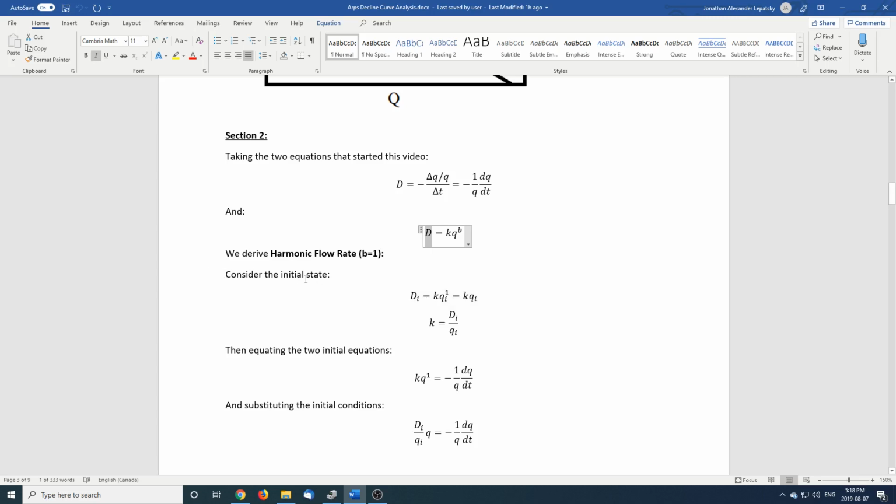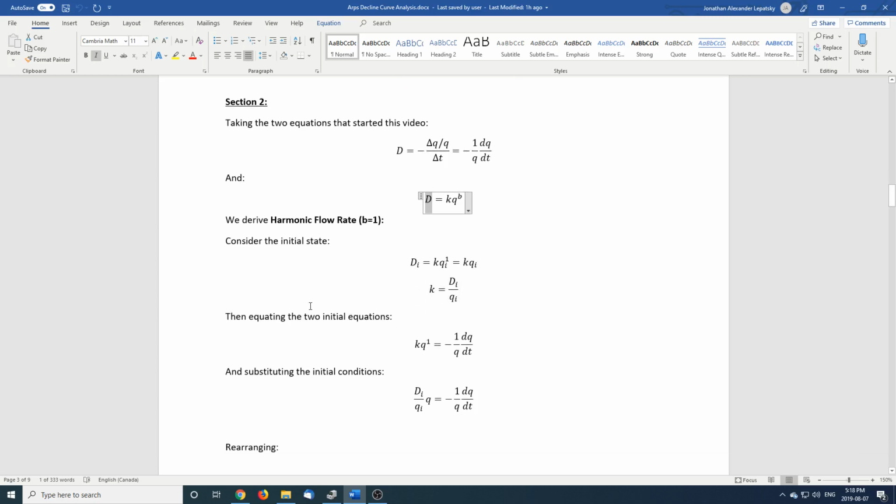But if we only consider the initial conditions and we set b equal to 1, then we'll have di is equal to k times qi. Solving for k, you divide both sides by qi. Then you get k is equal to di over qi.